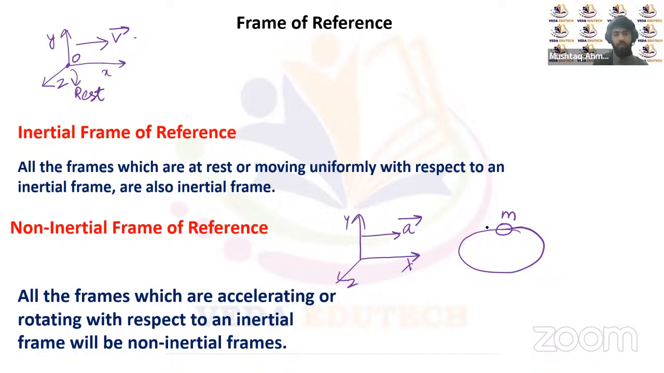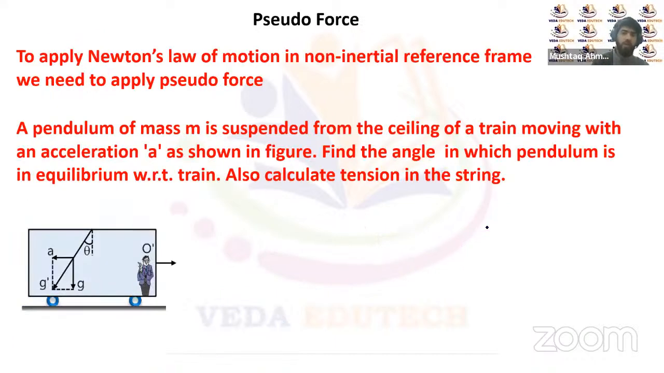One is the inertial frame, another is the non-inertial frame. For a non-inertial frame, we have acceleration, and for an inertial frame, either the system is at rest or in uniform motion, or constant velocity. So there comes the concept of the pseudo force. To make Newton's law applicable in non-inertial frames also, we apply a fictitious force that we call pseudo force.